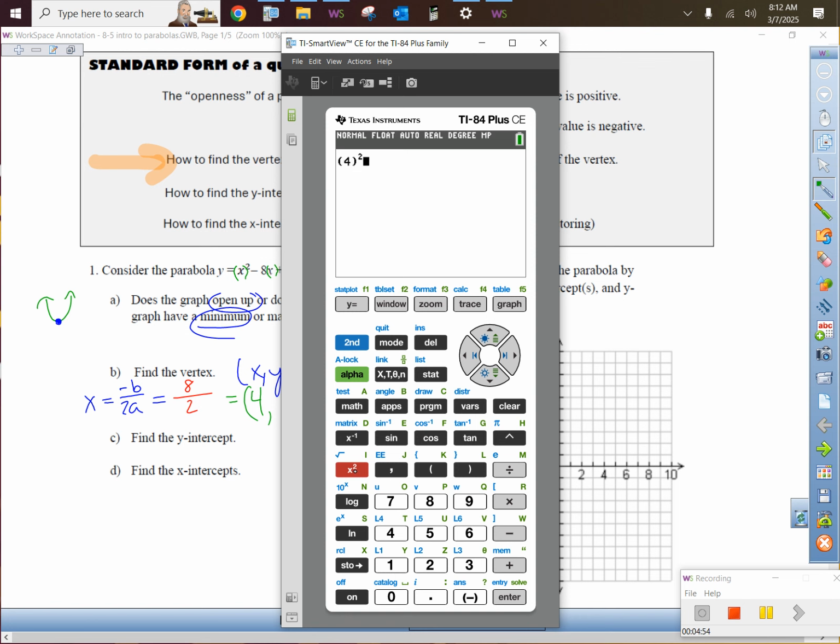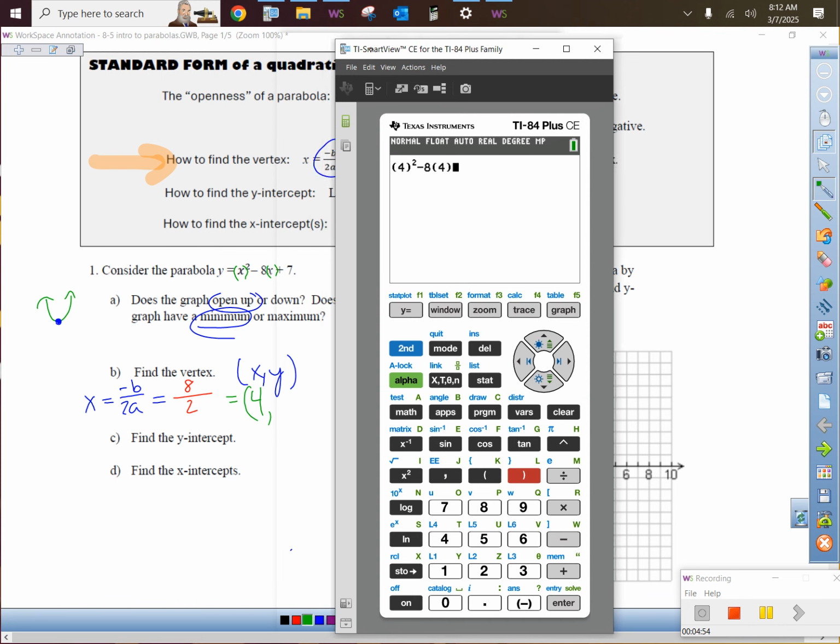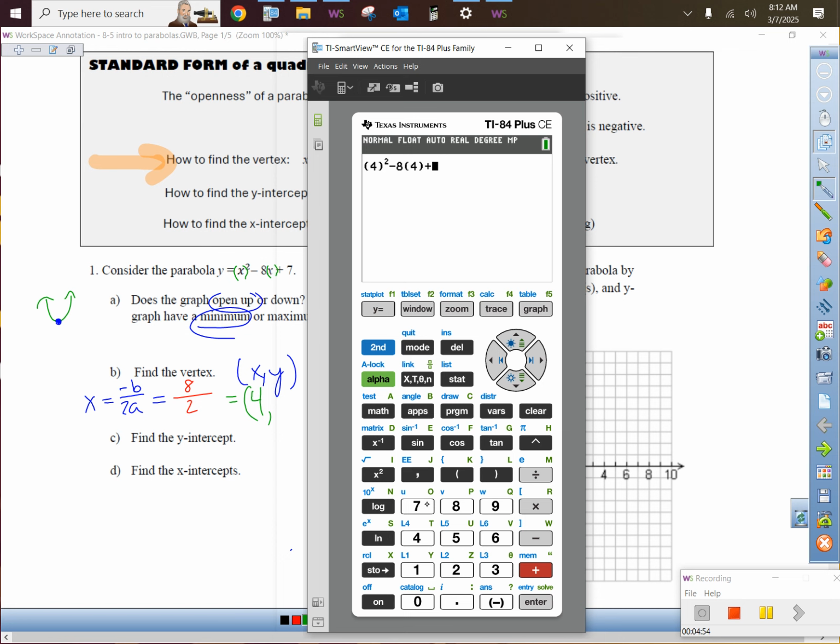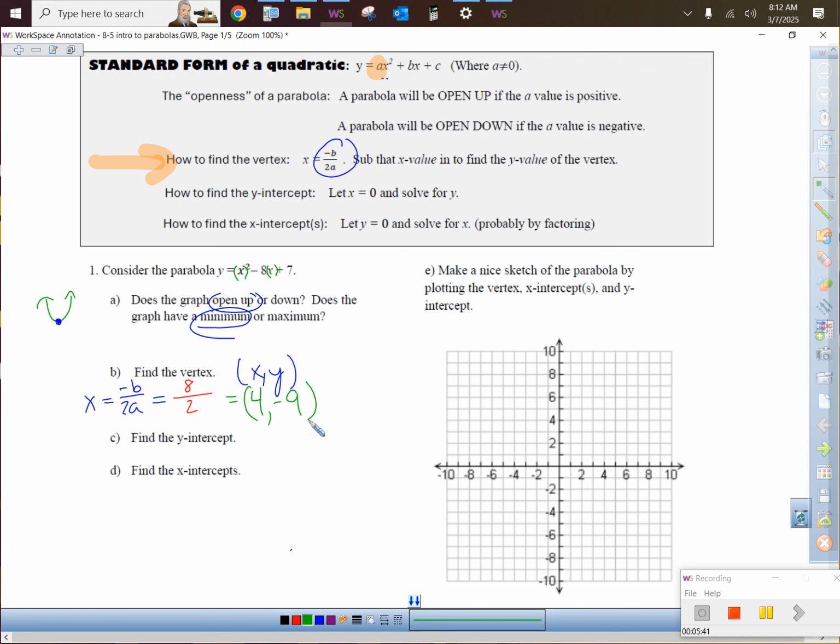Squared. Do you know how to square something? Sometimes there is a squared button, or you could raise it to the second power. Ask your neighbor if you need a little help. Minus 8 times 4, and then what does it say at the end? Plus 7. Are you cool that I literally just retyped our equation, but where there was an x, I put 4 in parentheses? Yes? Cool. What did you get for the y value of the vertex? -9.